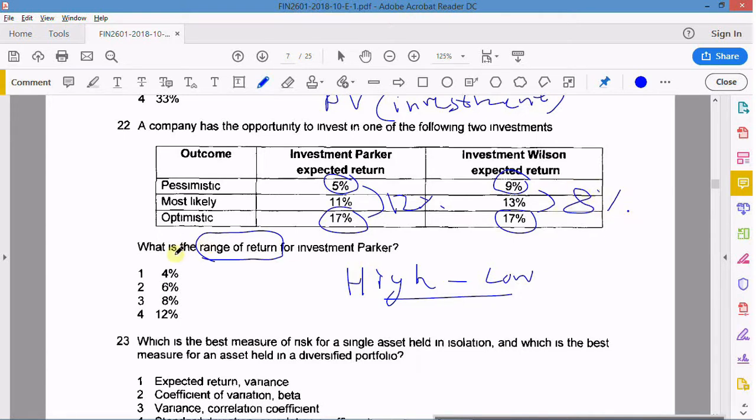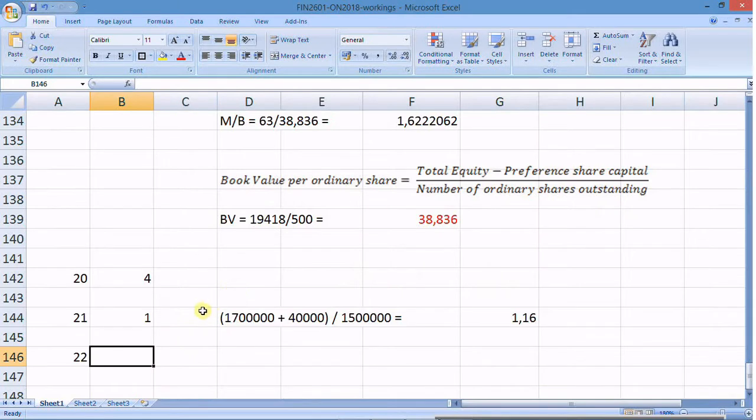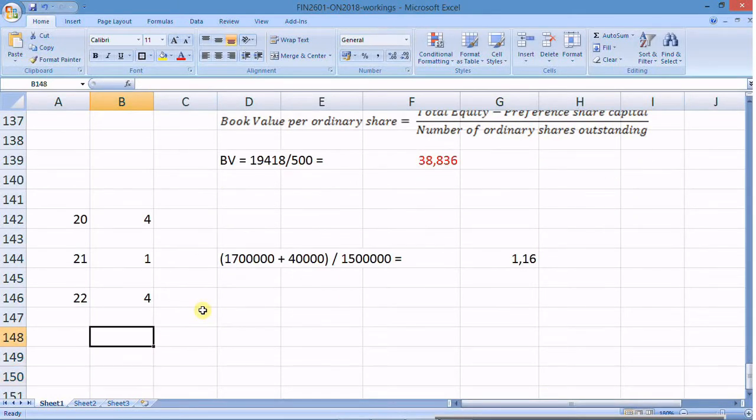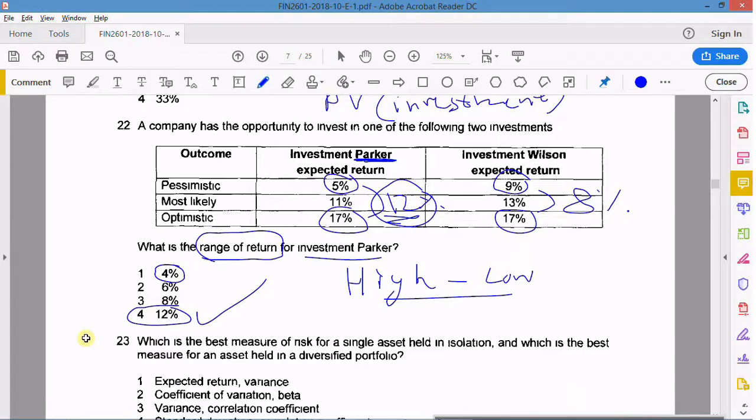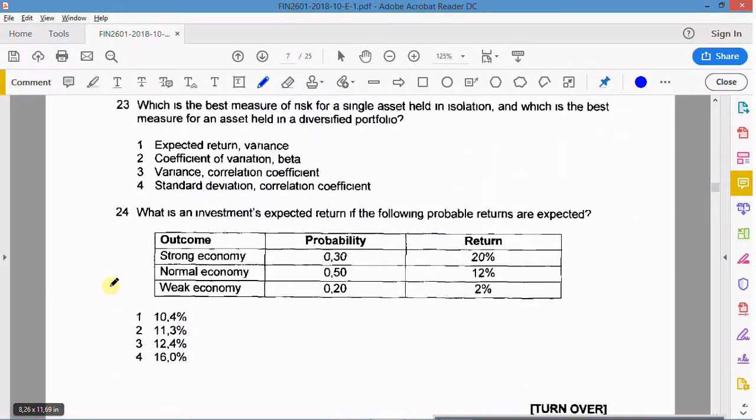What is the range of return for investment P? It's 12, so the answer is option 4. Okay, that's the right one. 12%. Option 4. Range, just revise. That's all it is. It's a measure of risk, a basic statistical measure of risk.